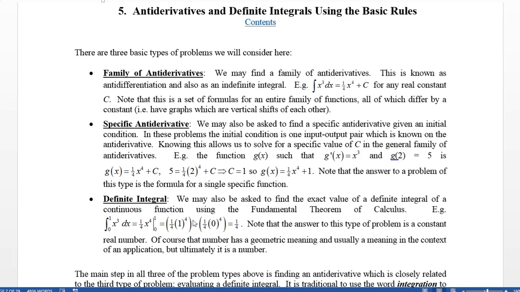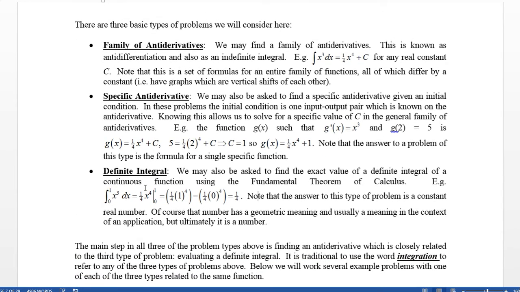But notice that in all three of these types of problems, one we got a family of antiderivatives, one we got a specific formula for an antiderivative, and then one we got just a number. But the main step in all of these was really finding an antiderivative. And of course, because of its close relationship to the definite integral, we end up using a very similar notation for this process of finding an antiderivative. It's traditional to use the word integration to talk about any of these three types of problems.